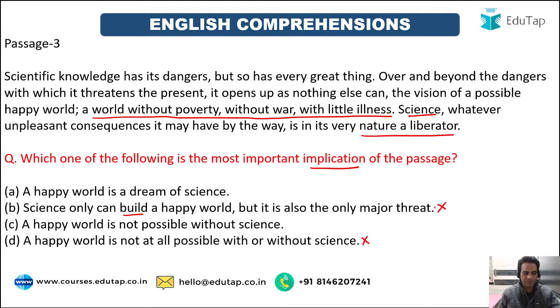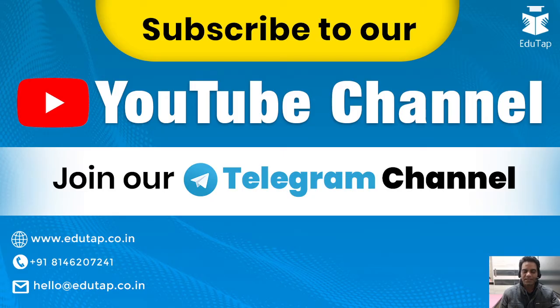Now the choice was between A and C. A happy world is a dream of science, or a happy world is not possible without science. So I think the correct implication is a happy world is not possible without science. That is the implication. A happy world is a dream of science is obviously true, but the implication is a happy world is not possible without science. That is absolutely true. So basically, guys, that is how you infer the passage, and that is how you find out your correct answers.